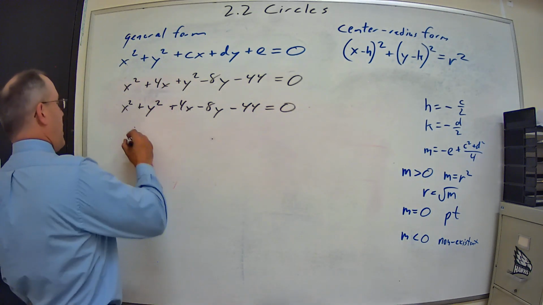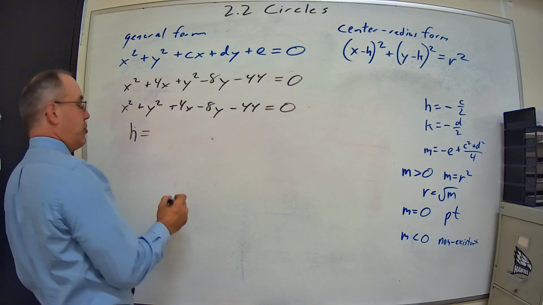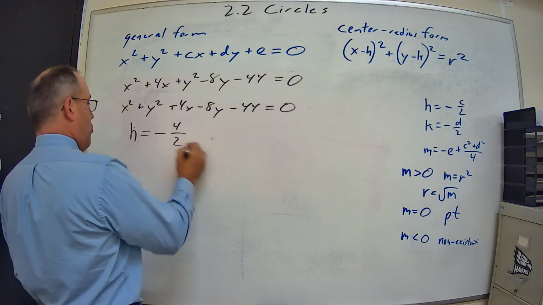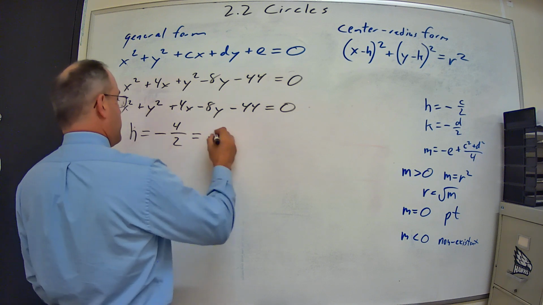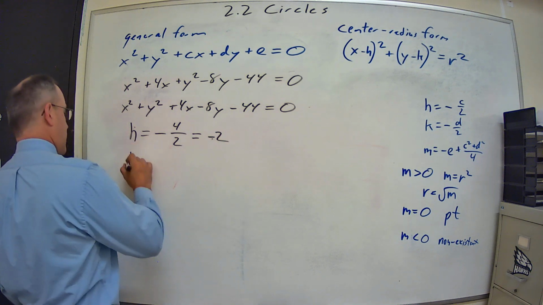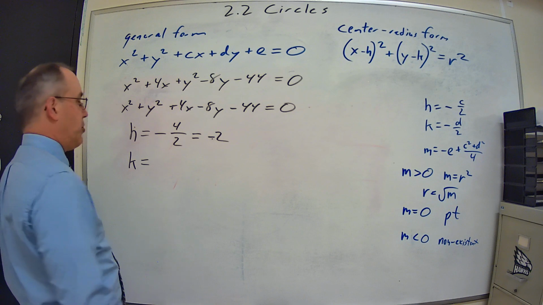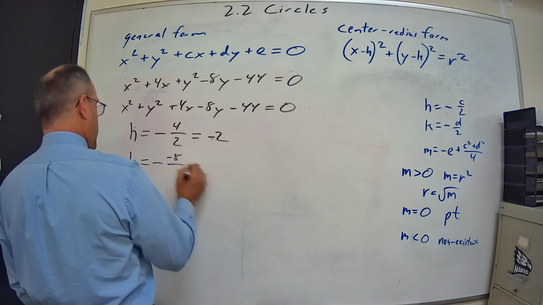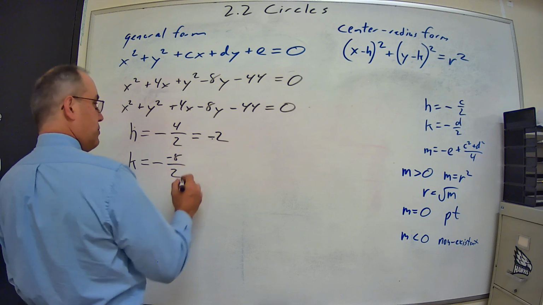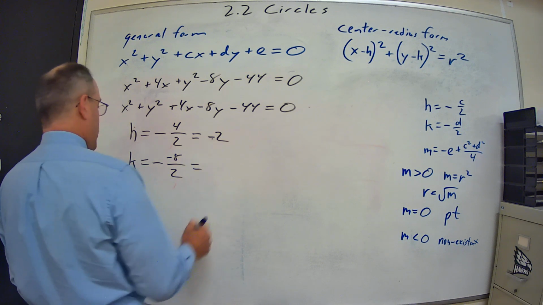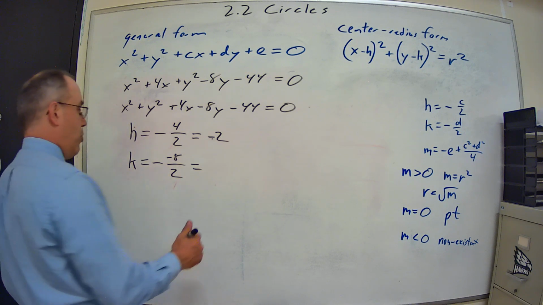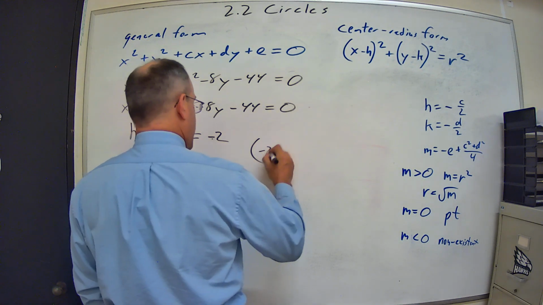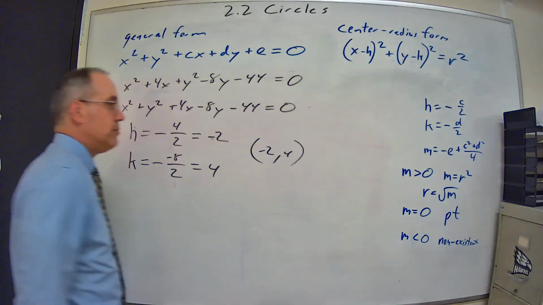So we can find the center by finding h is equal to negative c, that's 4, over 2, which is negative 2. k is equal to negative d, that's negative 8, over 2, which is equal to positive 8 over 2, or 4. So we have a center at negative 2, 4.